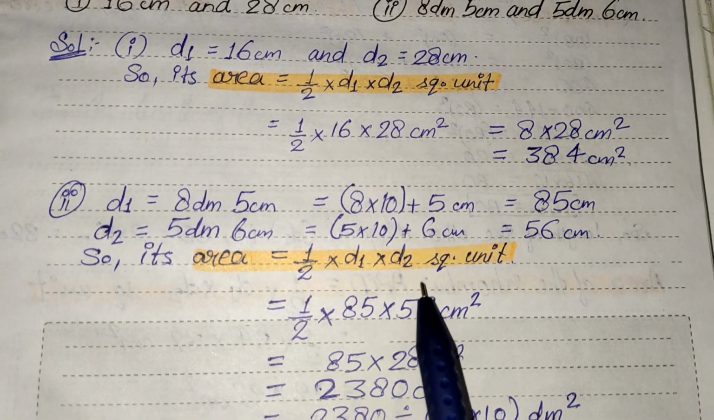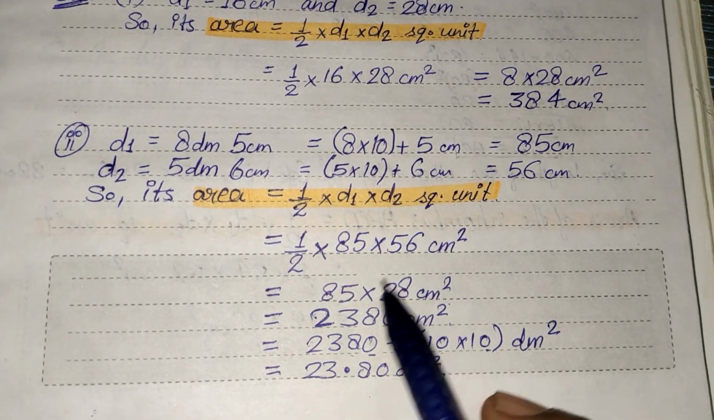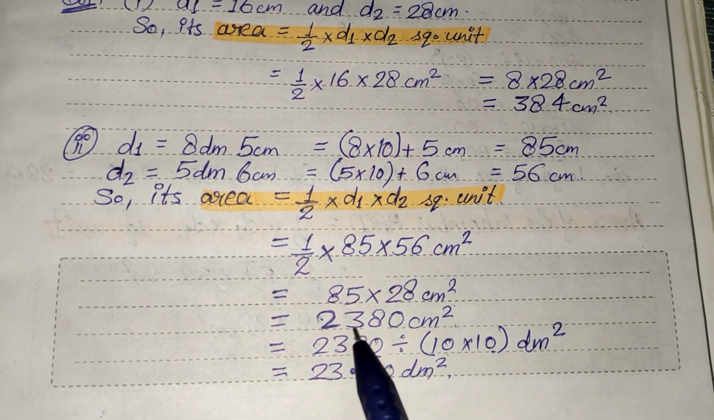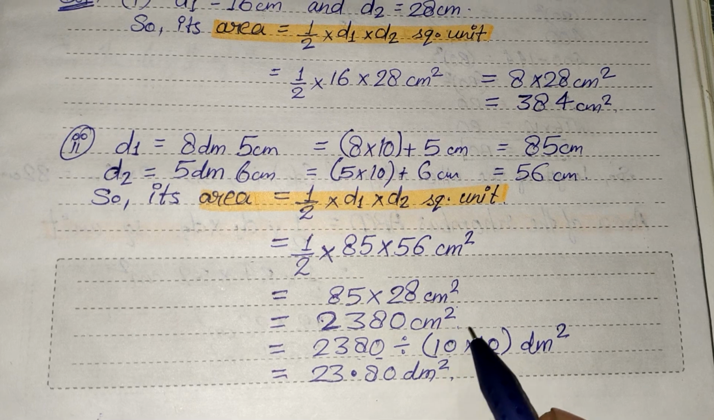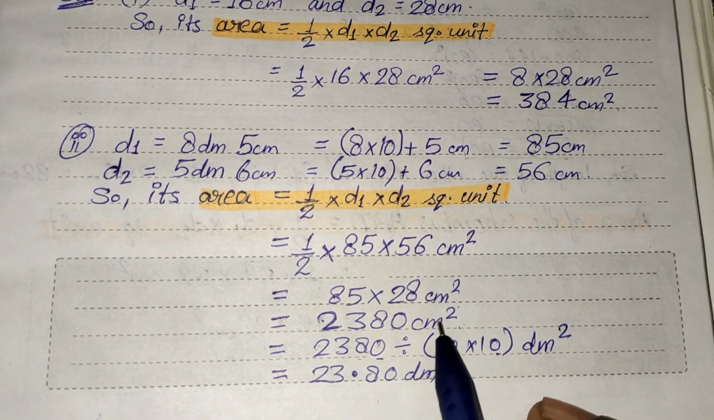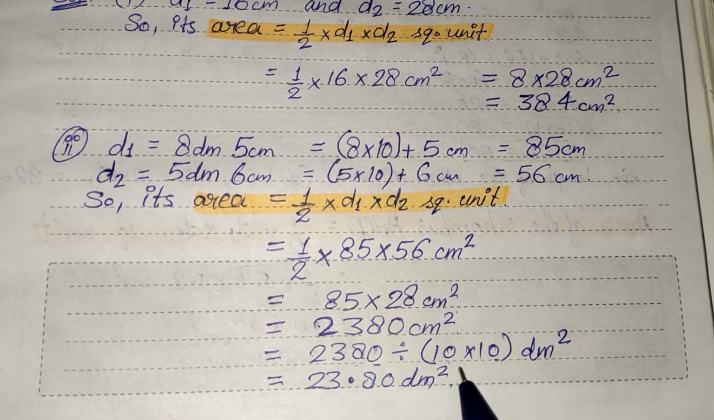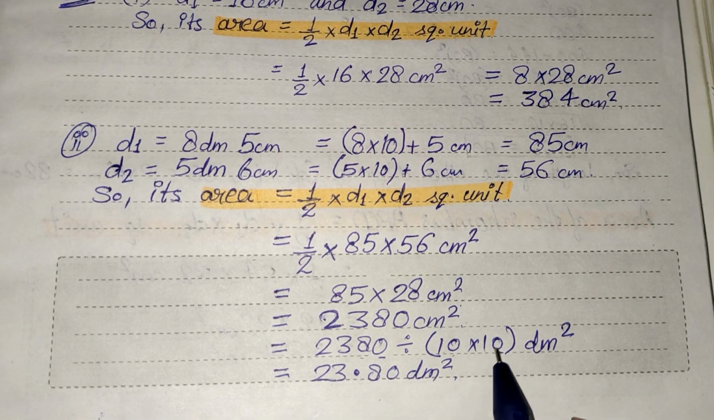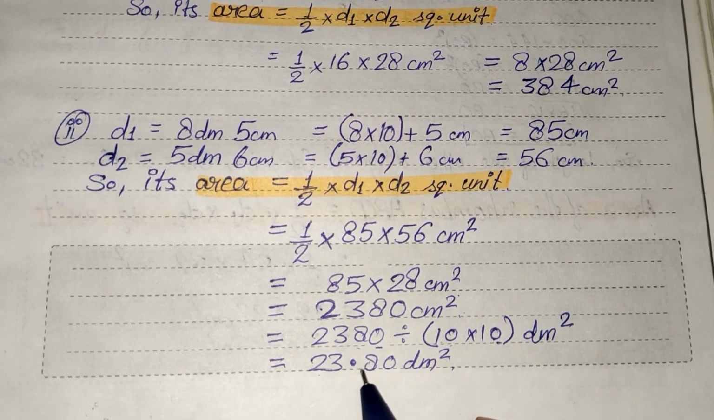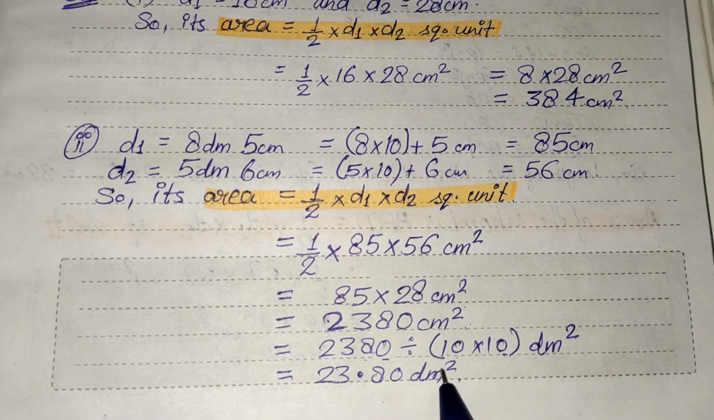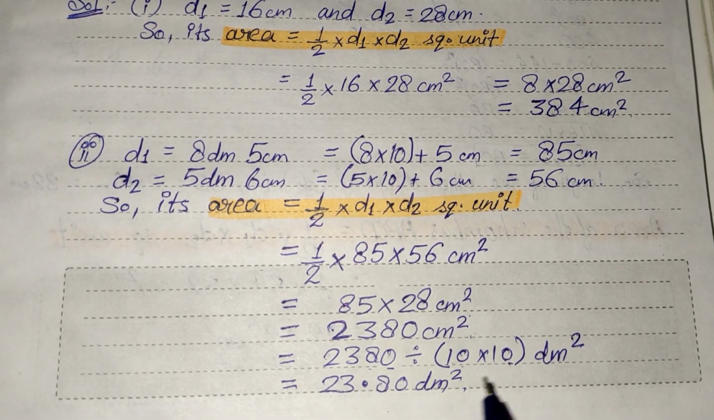So put the value in the formula. Calculating this, we have 2380 centimeter square. 2380 centimeter square is your answer. Now if you want to convert it into decimeters, you have to divide it by 10 into 10, or say divided by 100. So we have 23.80 decimeter square. Okay, now see the next question.